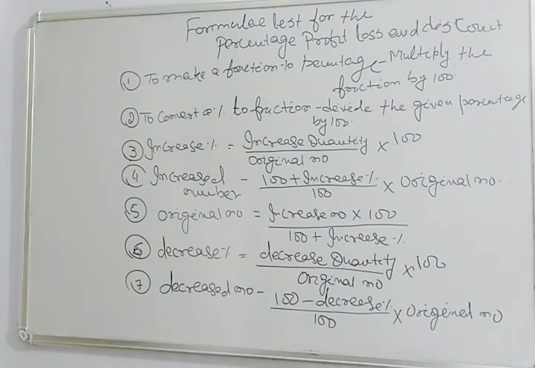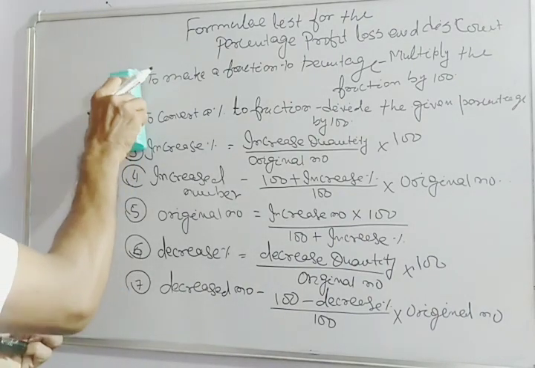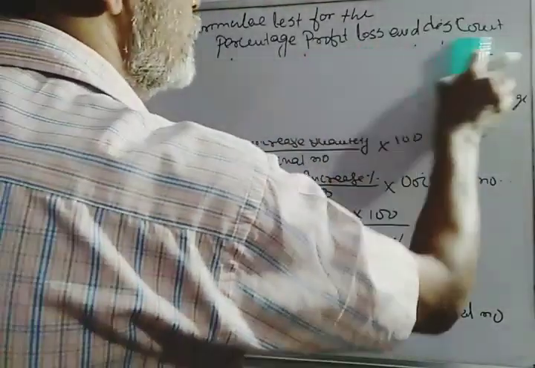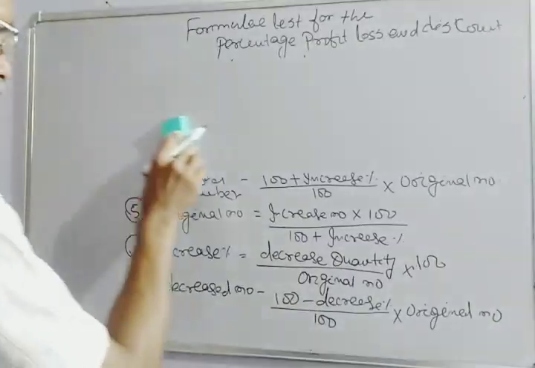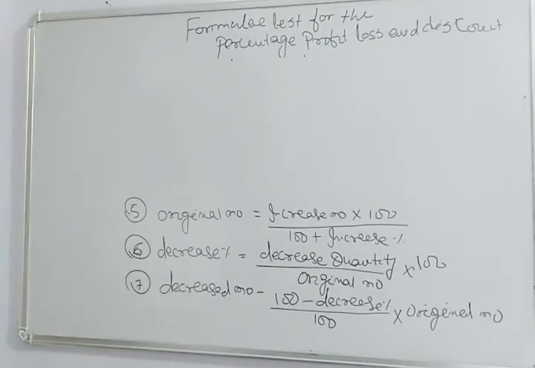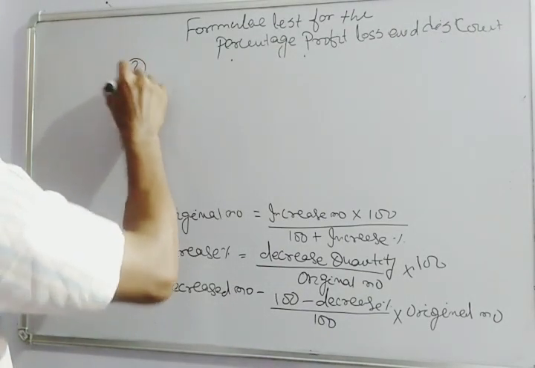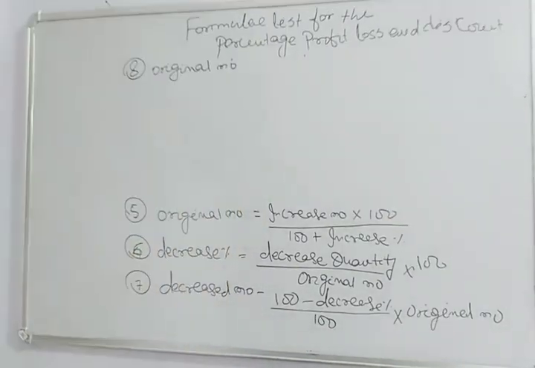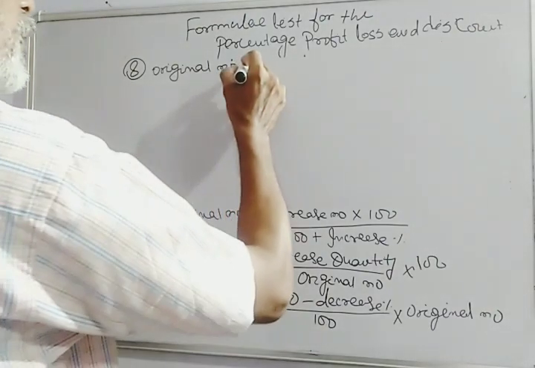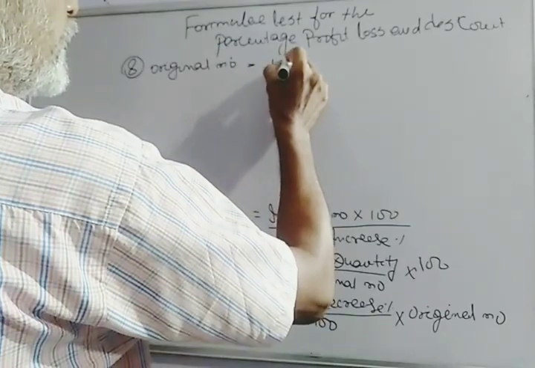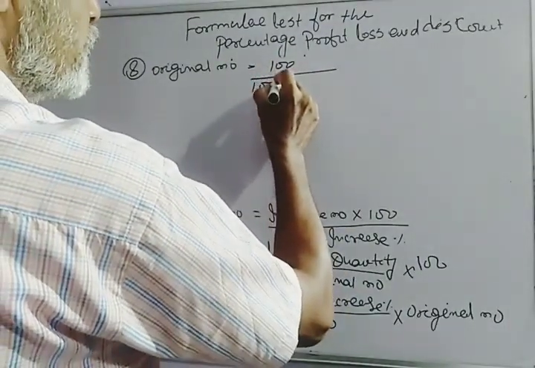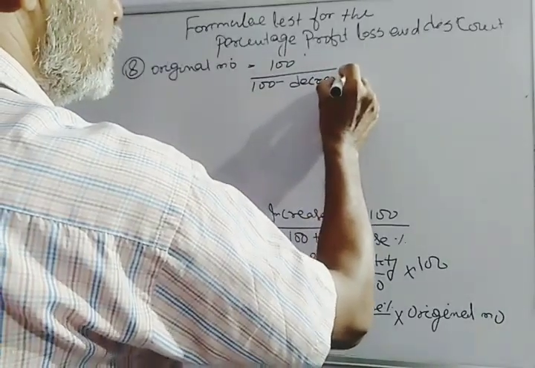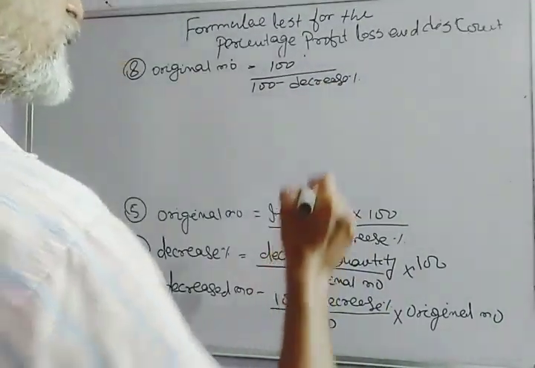Then to find out number 8, the original number is equal to 100 by 100 minus decrease percentage into decrease number.